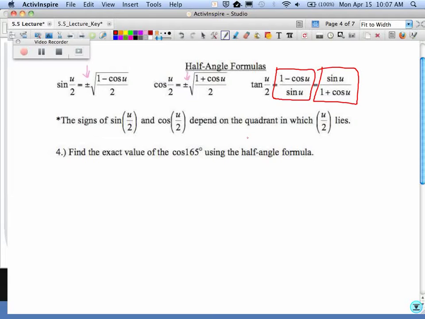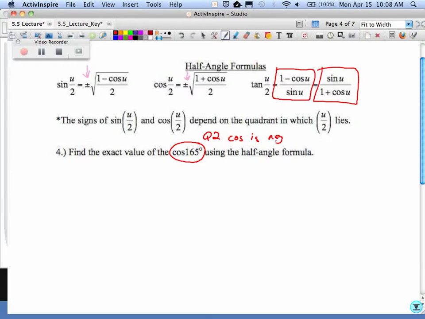Okay? So, find the exact value of the cosine of 165. Where is 165 located? Quadrant 2. Is cosine positive or negative in quadrant 2? Negative.